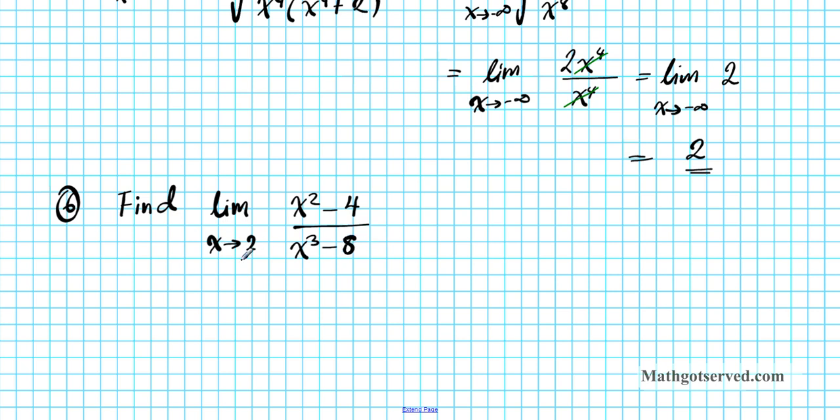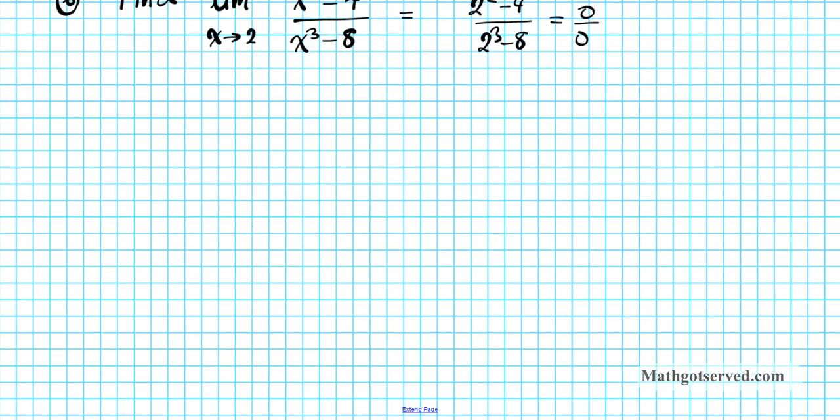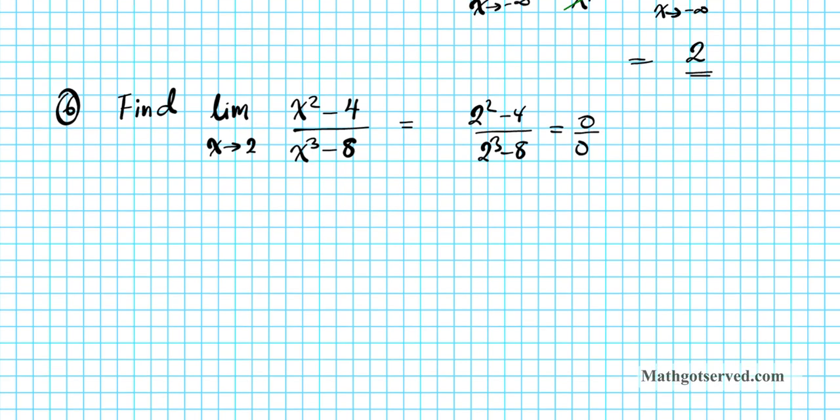If we plug in 2 directly into this expression, we're going to have 2 squared minus 4 over 2 to the third minus 8. We're going to have 0 over 0, which is undefined. So let's go back to this expression and see if we can factor and reduce it, and then substitute 2 in. Maybe that undefined value is a result of a removable discontinuity and not an infinite discontinuity. So let's factor out the numerator.